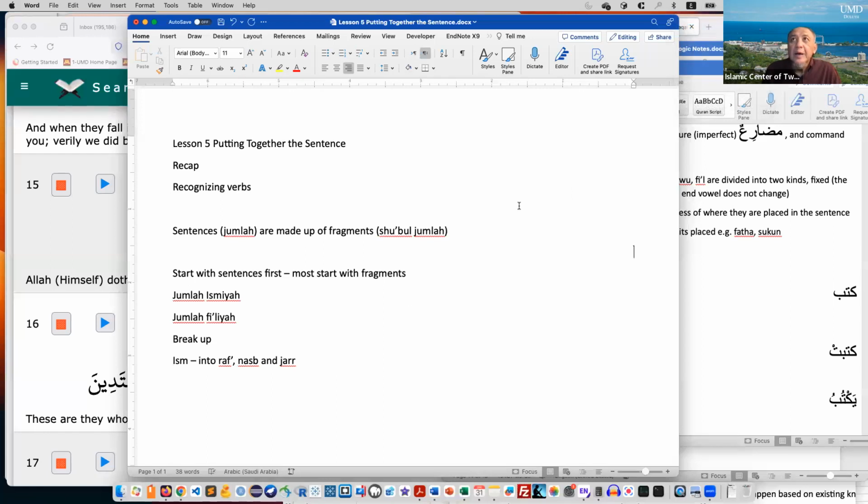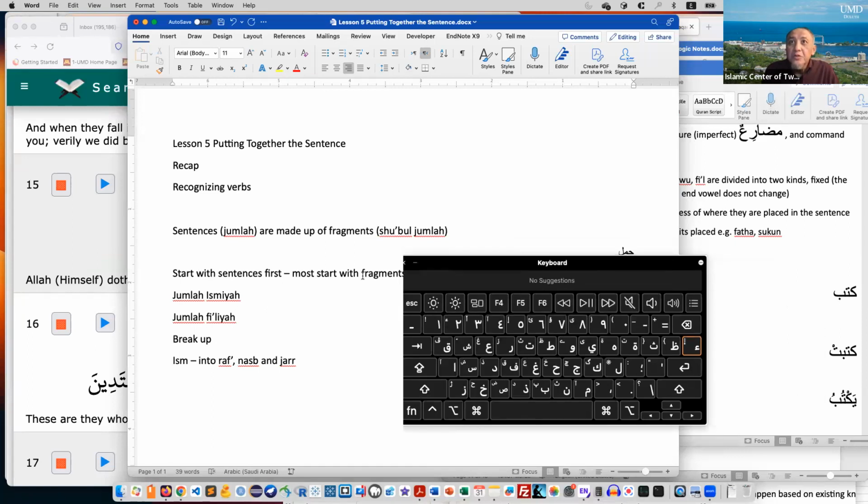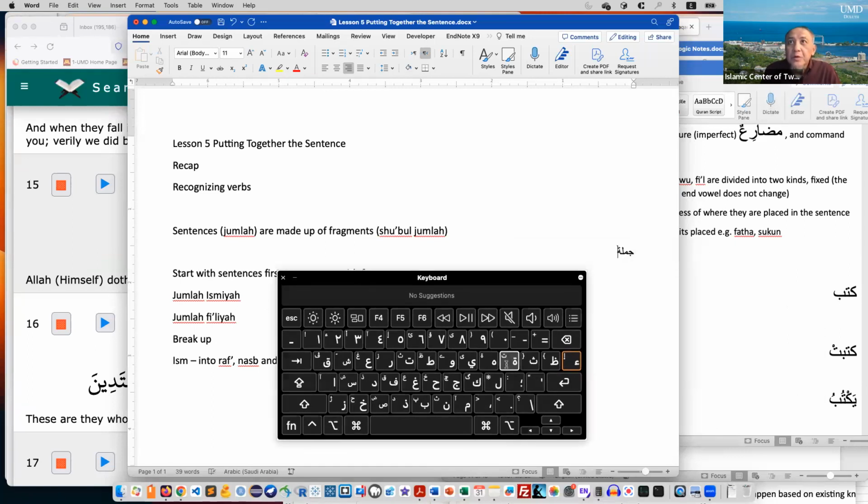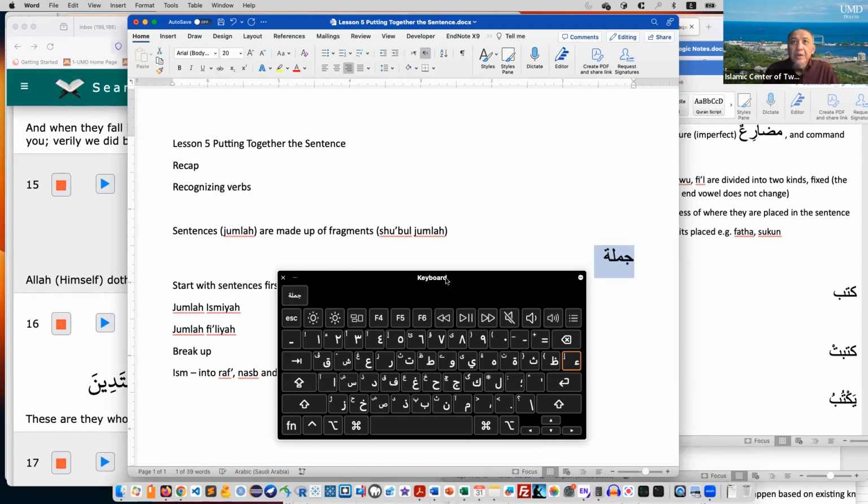So, a sentence is a jumla. Okay. Let me open up my keyboard here. Okay. So a sentence is called a jumla. Let me make this bigger. That's what a sentence is in Arabic. Just remember these words. We'll introduce you to some of these common words in Arabic. Okay. A jumla.